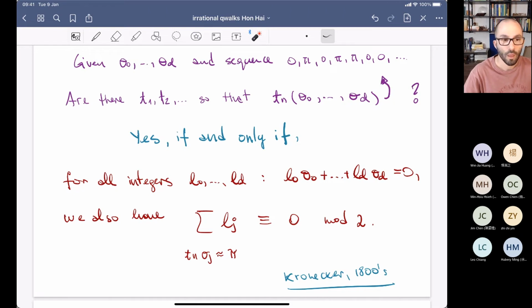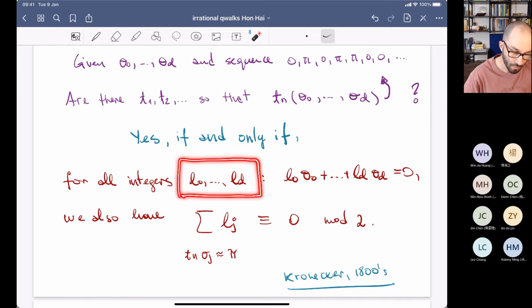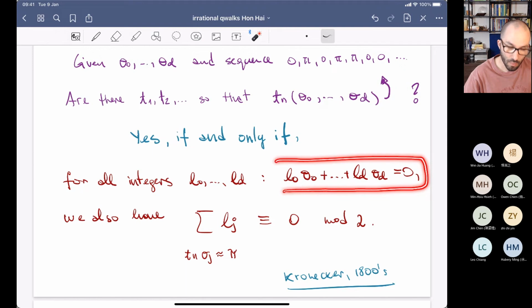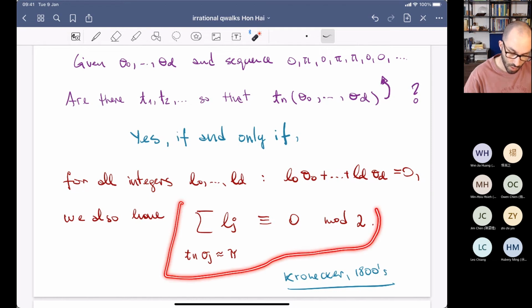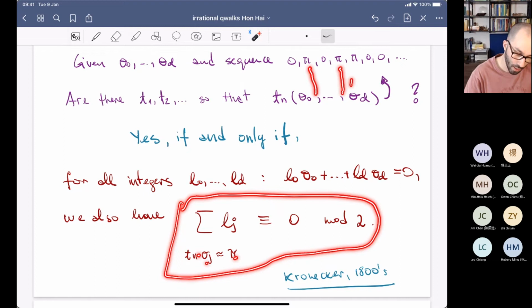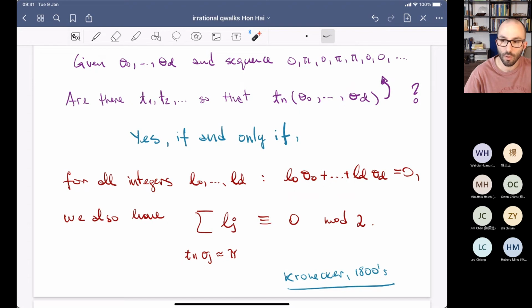If and only if for all integers that you can find which satisfy this equation, meaning an integer combination of your eigenvalues equal to 0, it must be that these integers also satisfy this equation. And this equation is for all the tn that when you multiply, you want to get to pi. So for all the indices that you want to get to pi, the indices of the integers corresponding to those guys, when you sum them, they have to be even. Okay, now this is a theorem due to Kronecker.